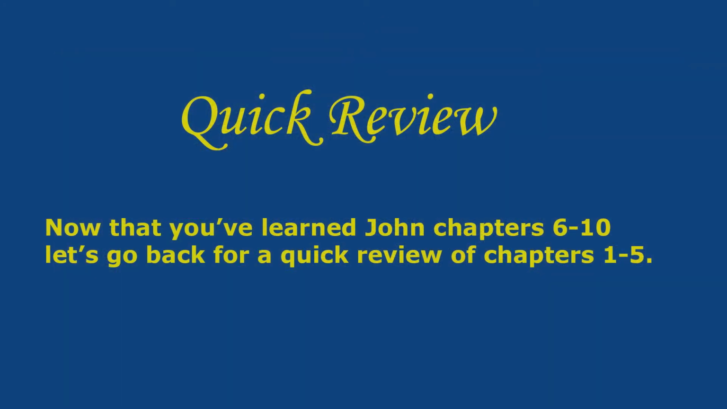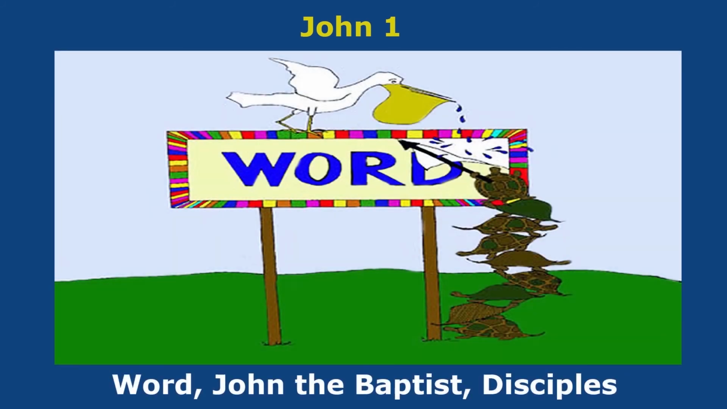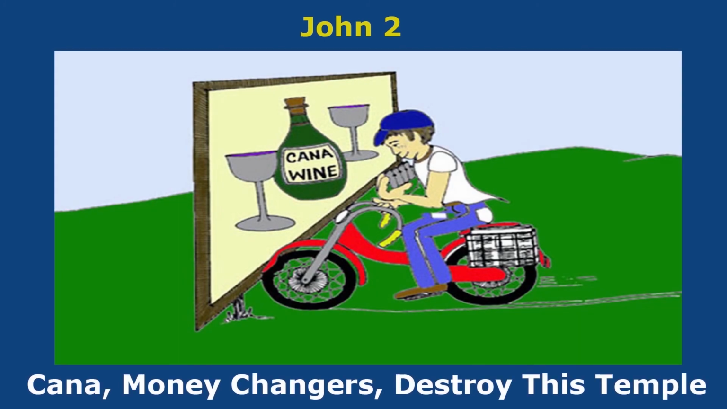Great, you've learned chapters 6 through 10. Now let's do a quick review of chapters 1 through 5. What's chapter 1? That's right, chapter 1 is Word, John the Baptist, and Disciples. What are the titles for chapter 2? That's correct. Chapter 2 of John is Cana, Money Changers, Destroy This Temple.